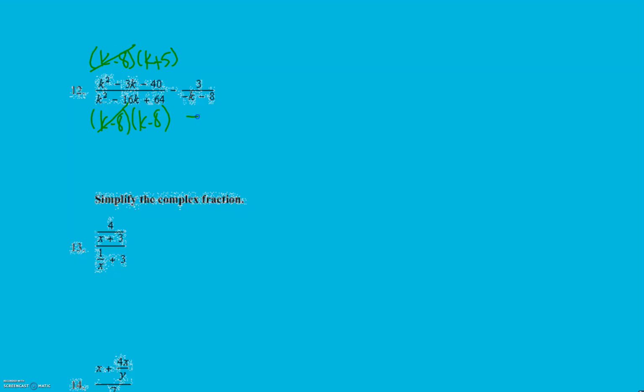In my second, I always want to make my variable positive if I could. So I'm going to divide out a -1 on both of those. I'm going to have k plus 8. So I'm just going to rewrite here what we have. Right now I have k plus 5 over k minus 8 minus 3 over k plus 8 and another negative. When I have two negatives, guys, I can make a positive. So right now I have k plus 5 over k minus 8 plus 3 over k plus 8.